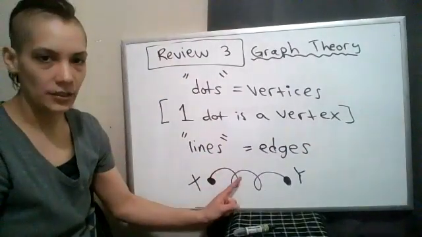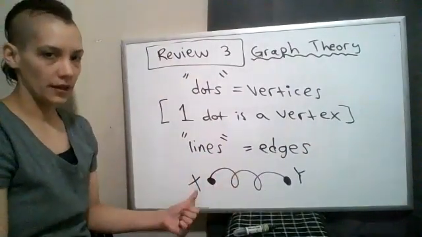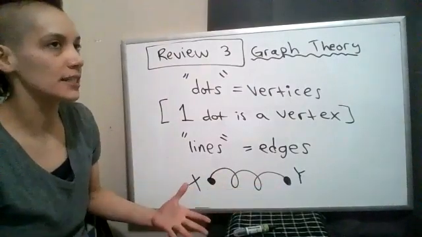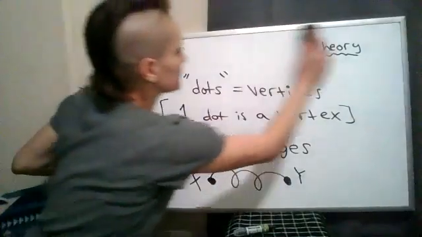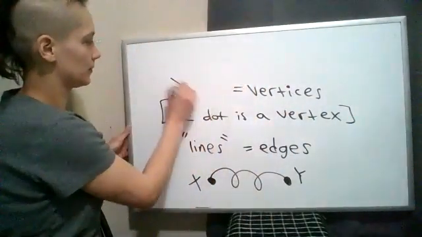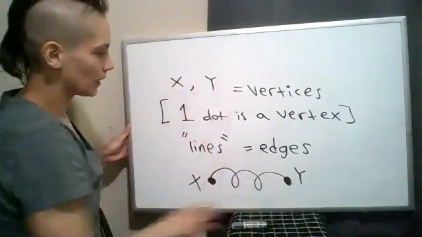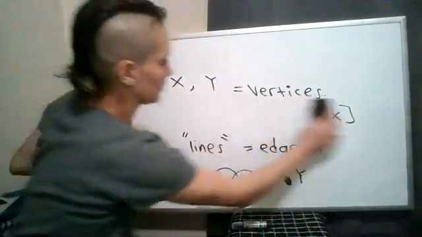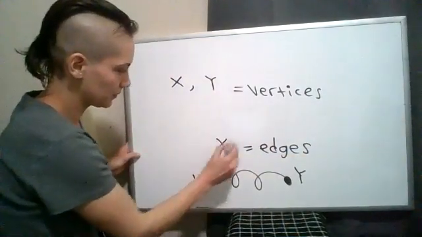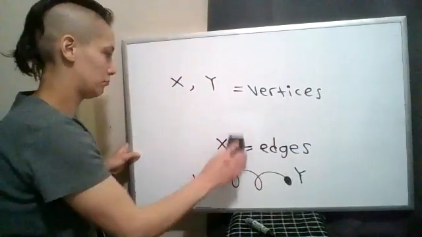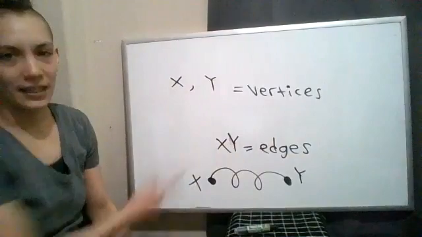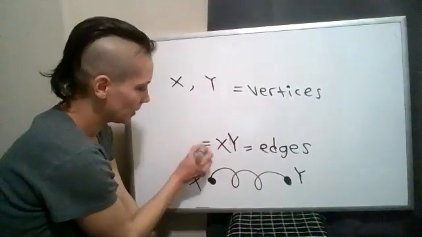So that's your edge, xy. You have vertex x and vertex y, or x and y are your vertices. Okay, and then you can also write yx, which is the same thing.